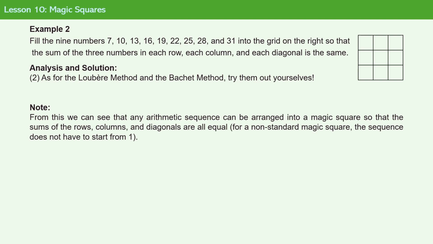From this we can see that any arithmetic sequence can be arranged into a magic square so that the sums of the rows, columns, and diagonals are all equal. For a non-standard magic square, the sequence does not have to start from 1.